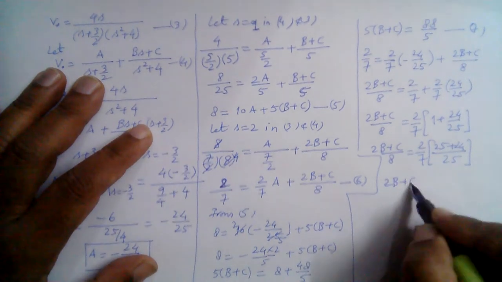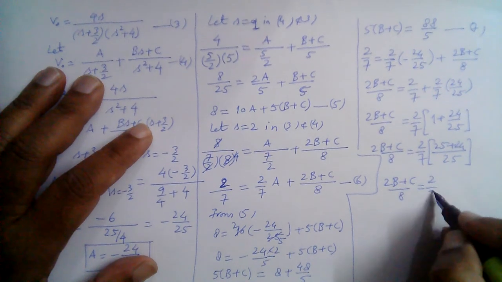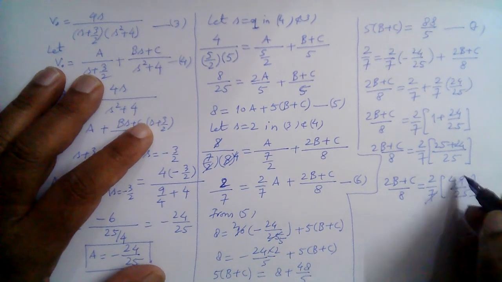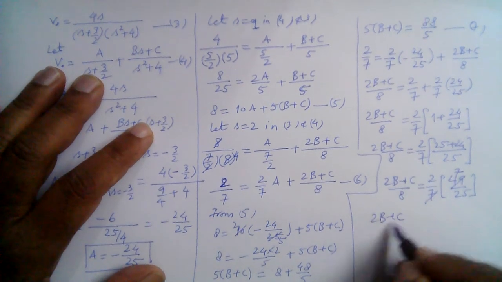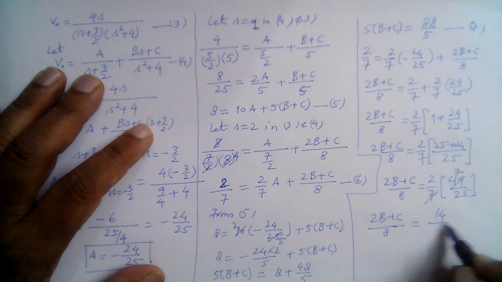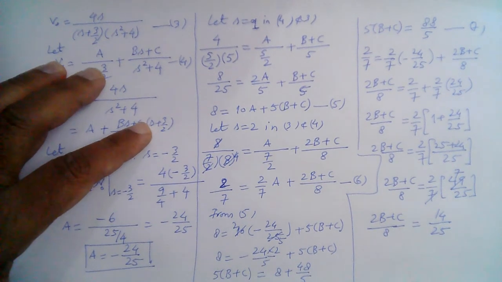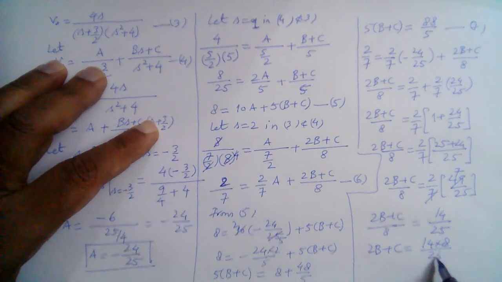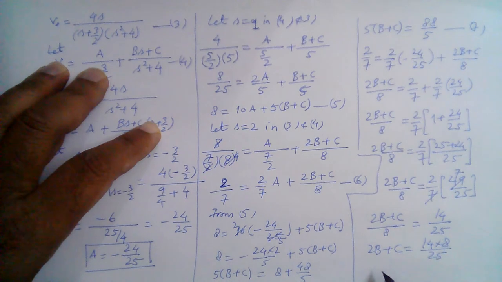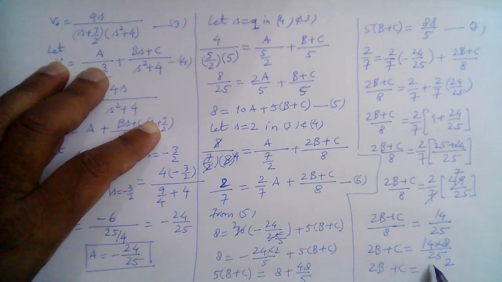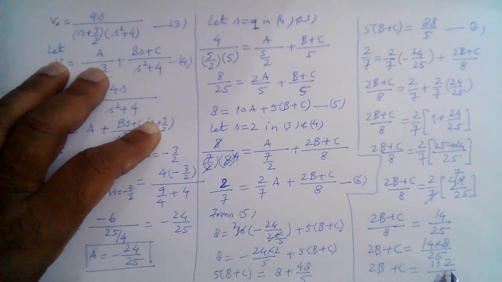So 2b plus c over 8 is 2 over 7 into, so this is 49 over 25. So this cancels out, 7 7 49. So 2b plus c over 8 is basically 14 over 25, right? So 2b plus c is equal to 14 multiplied by 8 over 25. So 2b plus c is equal to 8 into 4, 32, 112, over 25. So 2b plus c is equal to 112 over 25.